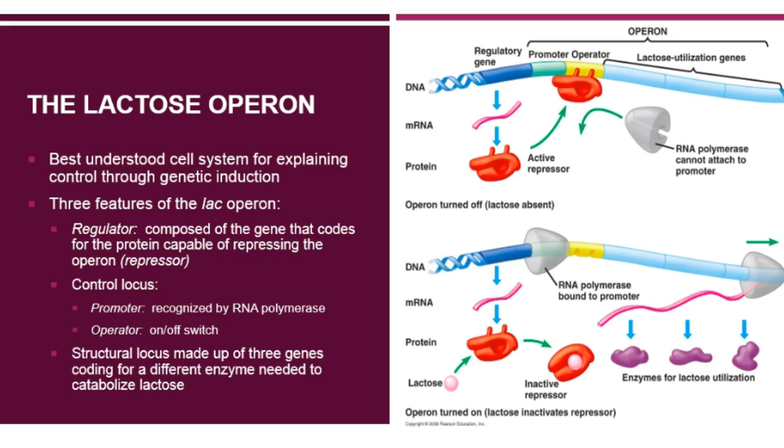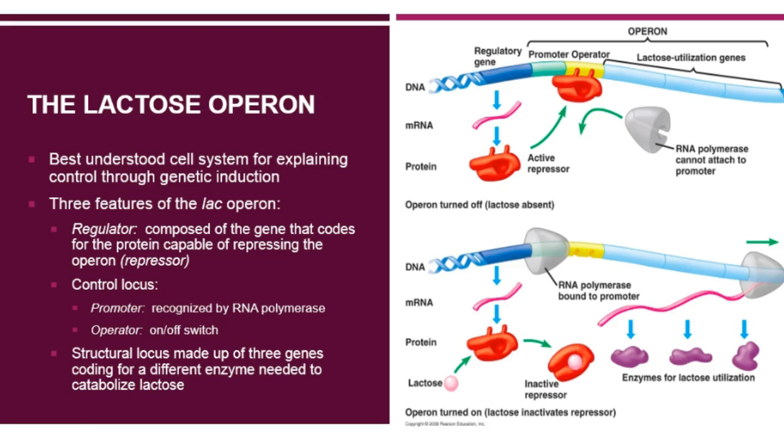There are 3 features of the lac operon or any operon. There must always be a regulator, and the regulator is composed of a gene that codes for the protein capable of repressing the operon. And it is found either before or after the operon, so it's found outside that sequence.